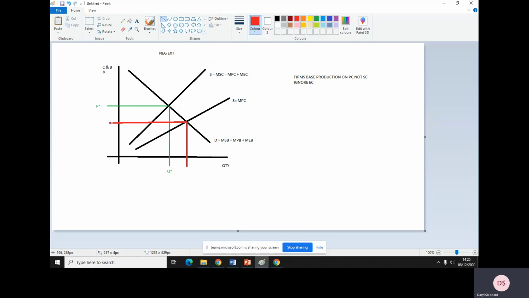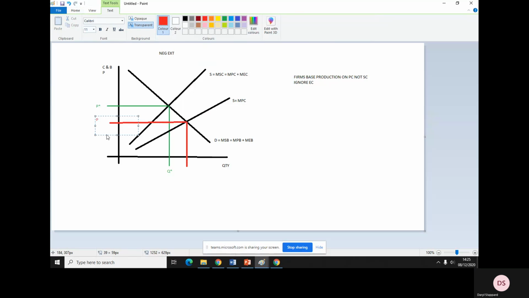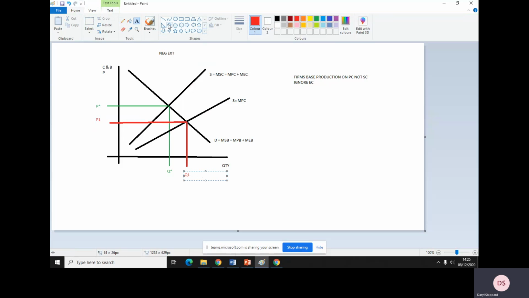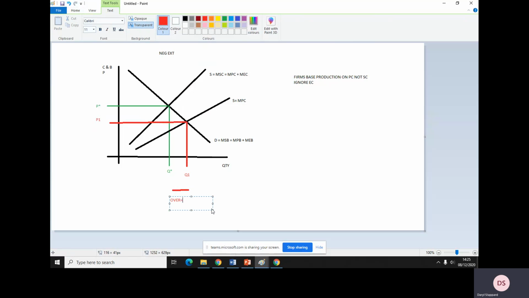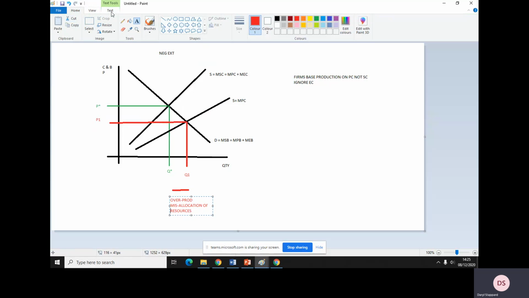Now look what this means. Because firms are not paying for their external costs, we end up with a situation where prices are too low. And because price levels are too low, we're going to get this massive increase in demand from where we would like it to be. So what we've got this time in this market is overproduction. We've clearly got a misallocation of resources by the free market. Businesses this time are not paying for their external costs. They're basing supply on private costs rather than full social costs.